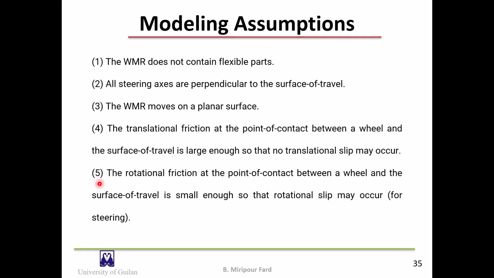Assumption number 5, the rotational friction at the point of contact between a wheel and the surface of travel is small enough so that rotational slip may occur. The wheels must rotate, slip about their points of contact to navigate a turn. Since wheeled mobile robots also rely on rotational wheel slips, we include this assumption.